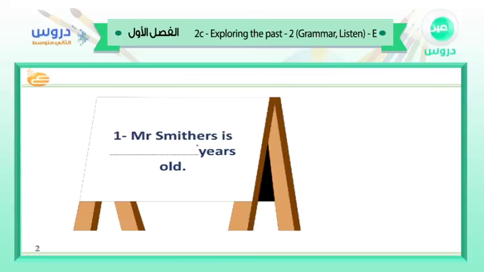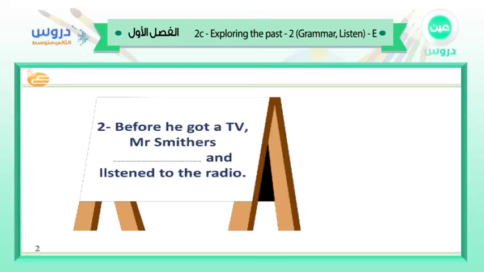Mr. Smithers is blank, he is old. So, talking about what? What do we need? Of course, we need the age, okay? The age. Next one. Before he got a TV, Mr. Smithers, blank, and listen to the radio. What do you think? What's missing here? Before he got the TV, Mr. Smithers, what? And listen to the radio. Before TV, listen carefully for the information, everybody.